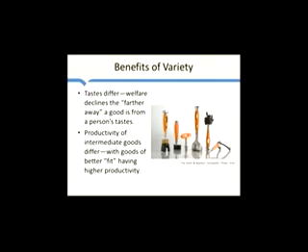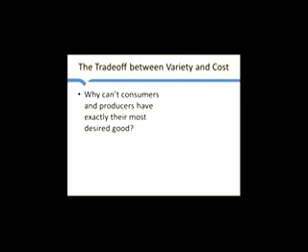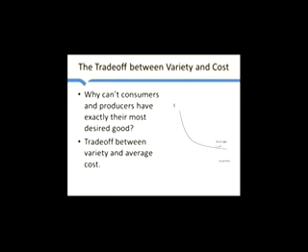So why can't consumers and producers have exactly their most desired good? The reason is that for many goods, there are economies of scale, and this means there's a trade-off between variety and average cost. So for many goods, the cost of producing the good falls the greater the number of goods which are produced. The cost per unit, or the average cost, falls the greater the quantity produced. So this means that if every individual had exactly the good which they most desired, the average cost would be very high. Instead, we accept a trade-off. We produce fewer varieties. Each one of those varieties, we produce a greater quantity, pushing the average cost down.